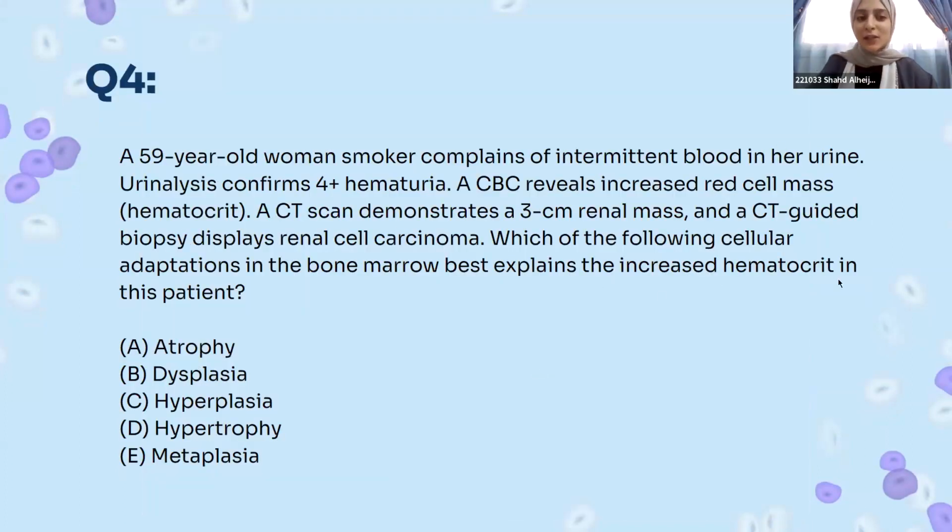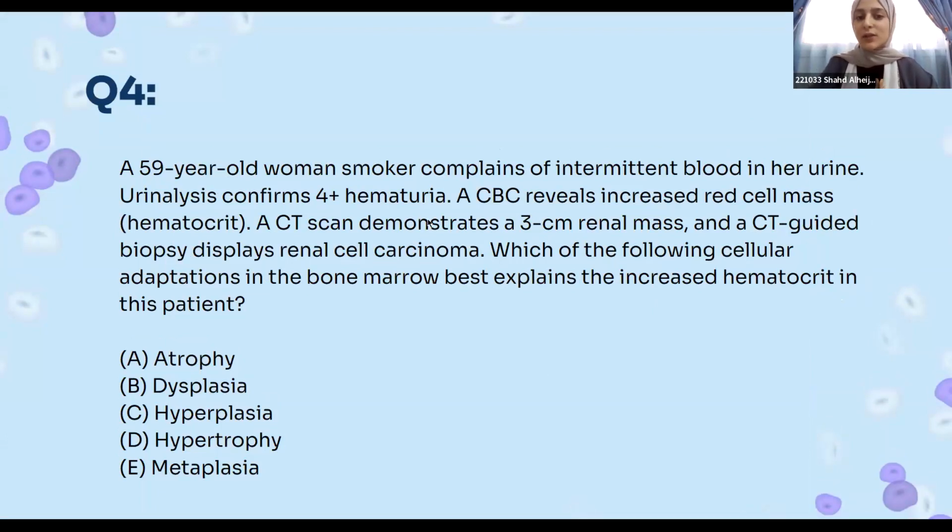Question 4. A 59-year-old woman smoker complains of intermittent blood in her urine. Urinalysis confirms 4 positive hematuria. A CBC reveals increased red cell mass. CT scan demonstrates a renal mass. CT guided biopsy displays renal cell carcinoma. Which of the following cellular adaptations in the bone marrow best explains the increased hematocrit in this patient?